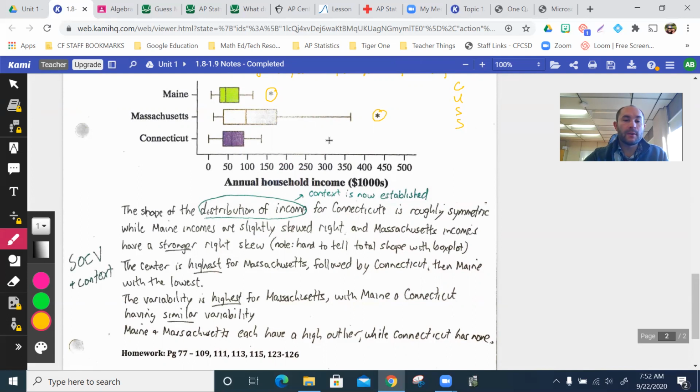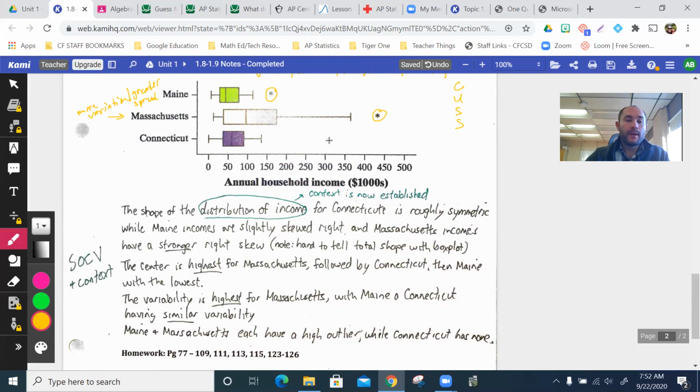And then we also see the interquartile range. The length of this box is fairly similar for Maine and Connecticut, but Massachusetts is a little wider. So what does that mean? In general, there's more variation in Massachusetts, so greater spread, than either in Maine or Connecticut, okay? Maine and Connecticut are fairly similar. Connecticut's got a little bit more variability than Maine when it comes to the middle 50%, but Maine has those outliers.